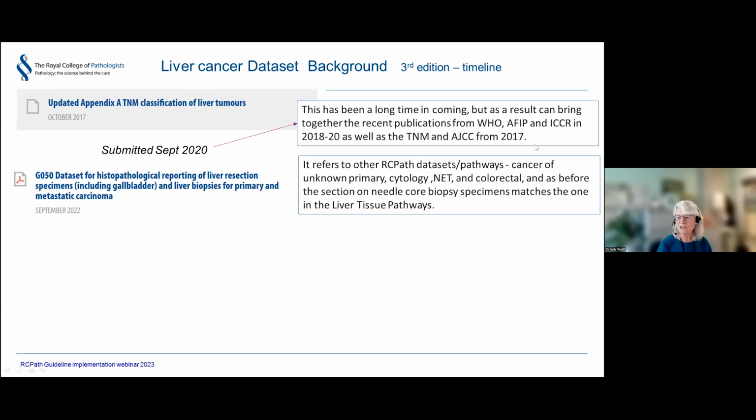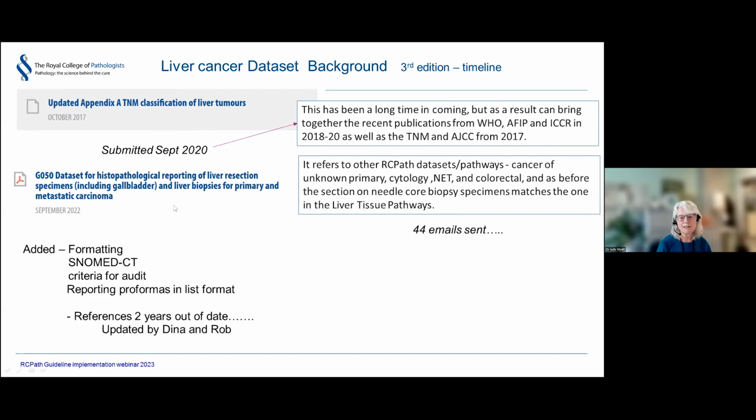And that delay actually turned out to be very useful because a lot of other relevant documents had been published in the meantime. And also we were able to harmonize with the about 6 other college dataset and pathway documents, which impinged on the way we deal with liver cancer specimens.